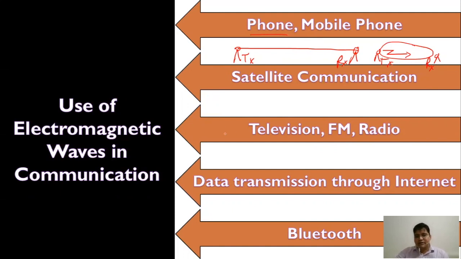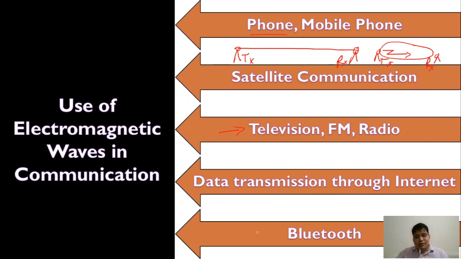So the next part is television, FM, radio, which is being broadcast. Electromagnetic waves are being used for these applications also, and for data transmission through the internet. So this is also happening through electromagnetic waves. We are using electromagnetic waves to transfer the data through the internet also.